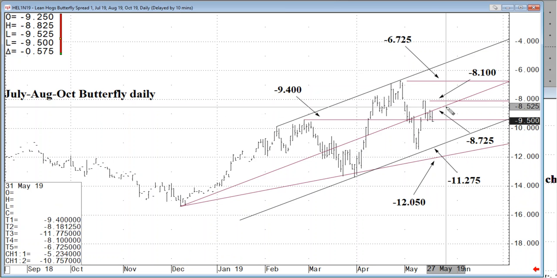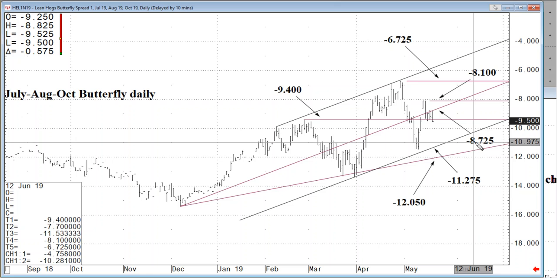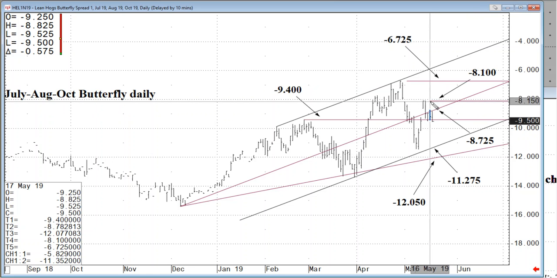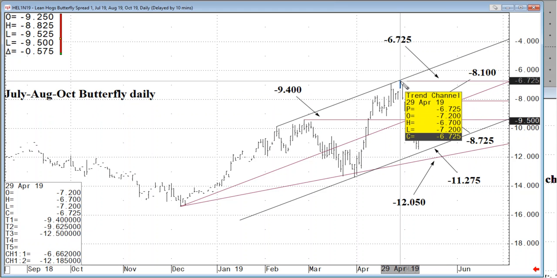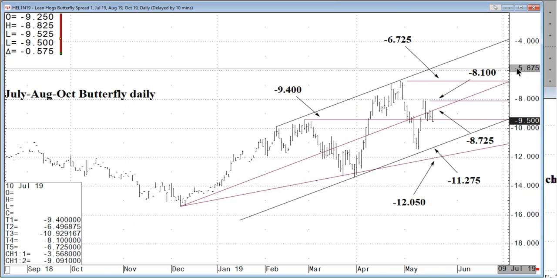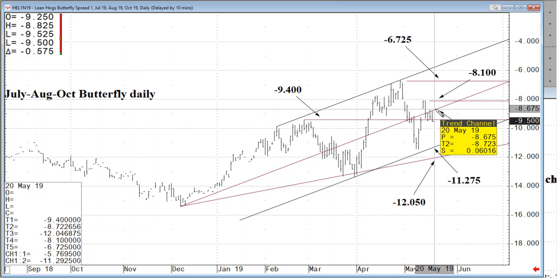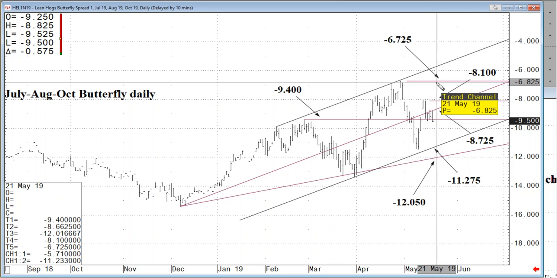Now, upside, you've got kind of a stair-step situation here. I would say that if we close back above negative 8.725, you should respect the ability for this market to not only take out this high here, but actually continue on to this high area here, which is negative 6.725. So I would have this as a 3-star resistance area. If we closed above it, the next target would be this 3-star resistance area.